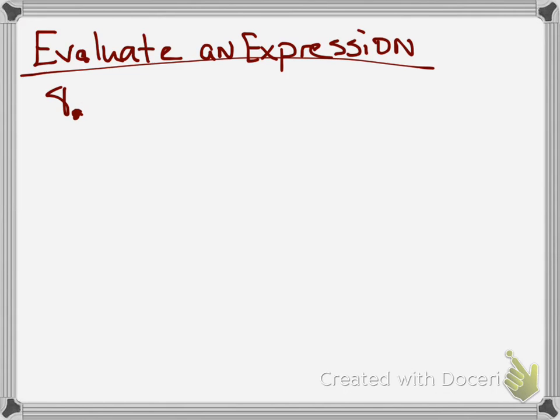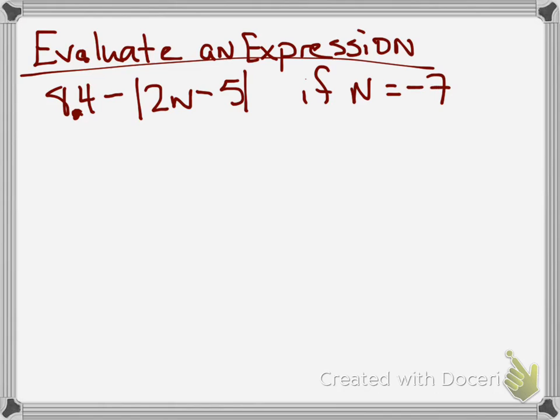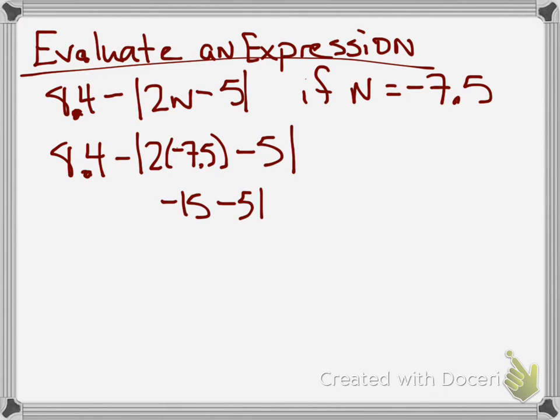I think we shall. Why don't we, sir? So let's evaluate. This is something like evaluate an expression, whatever it may say. I'm going to make this go a little faster. And so I've got 8.4 minus 2 times the absolute value of n minus 5 if n is equal to 7.5. I'm going to plug in the 7.5, see what I get for an answer.